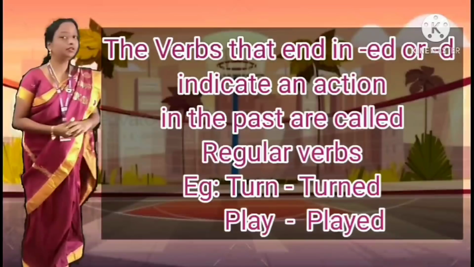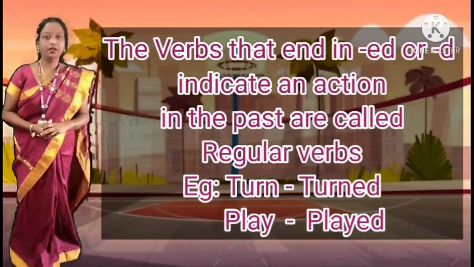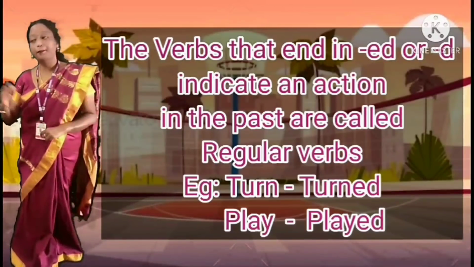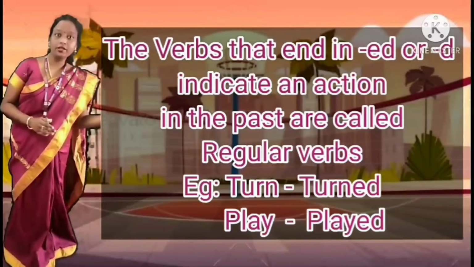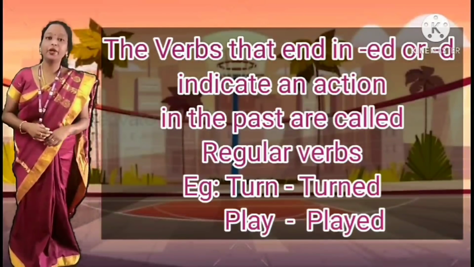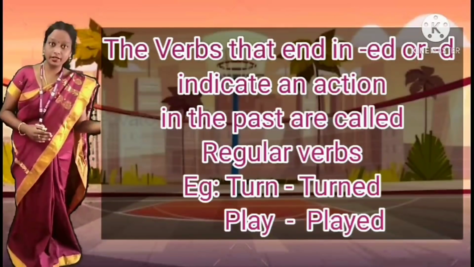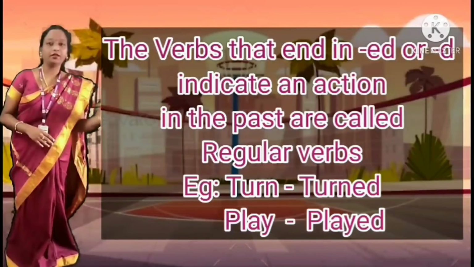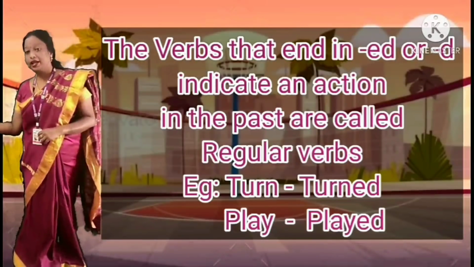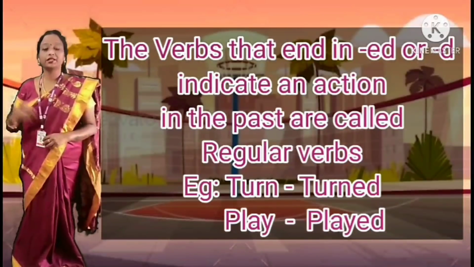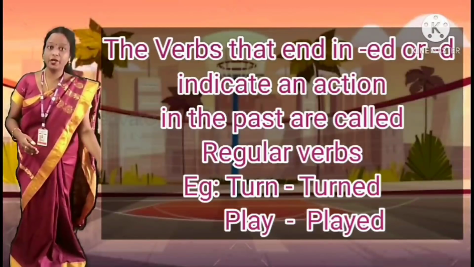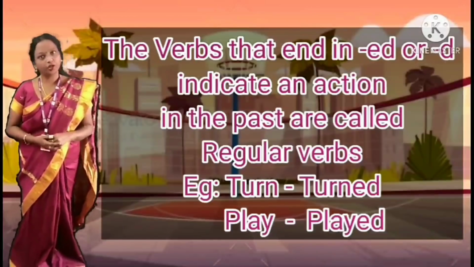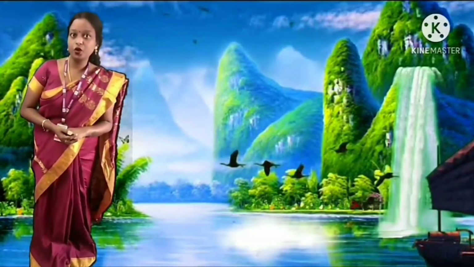Like turn, turned. Play, played. Can you see? Turn, when we add ed, becomes turned, which is past tense. Play becomes played. Now the word played is past tense. So the words which end with ed or d are regular verbs. Understood, children? Two more examples I'll give you.